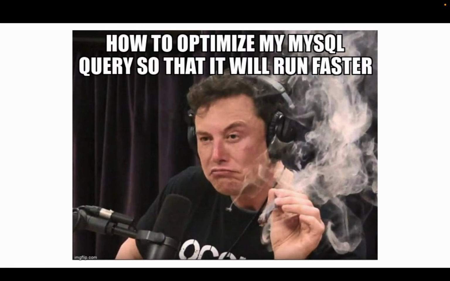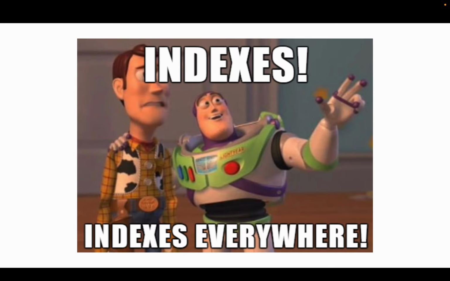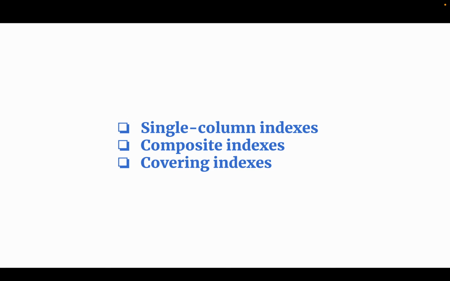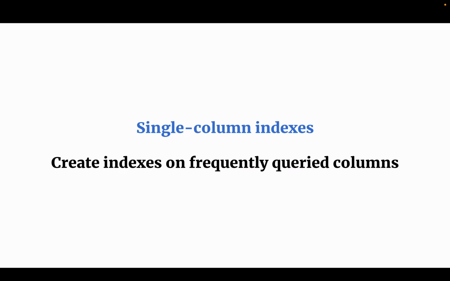Do you know how to optimize our search request so that it runs faster? Okay, we can use indexes, such as, for example, single column indexes, composite indexes, or covering indexes.